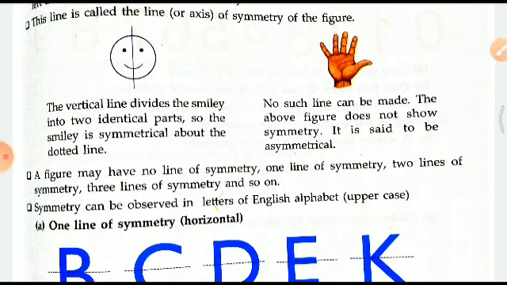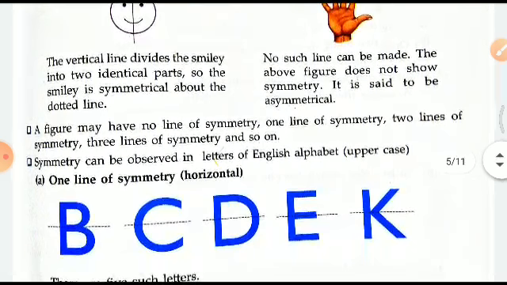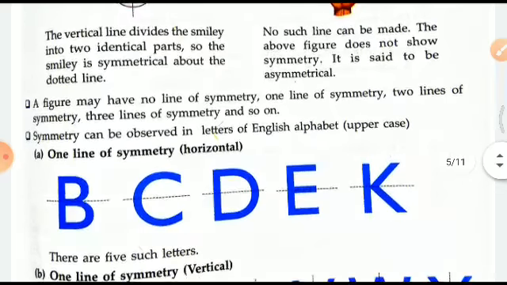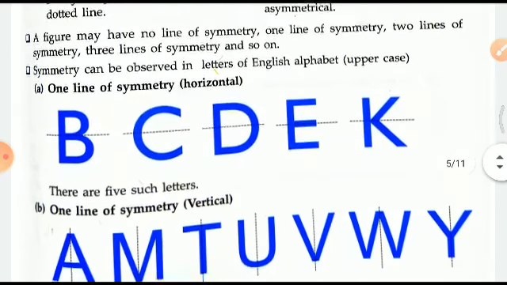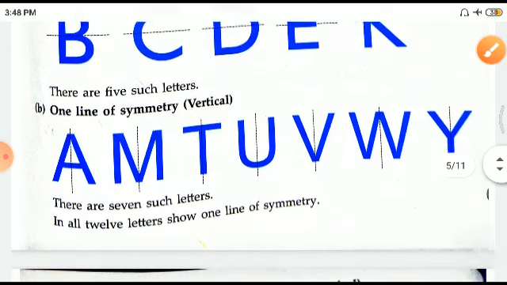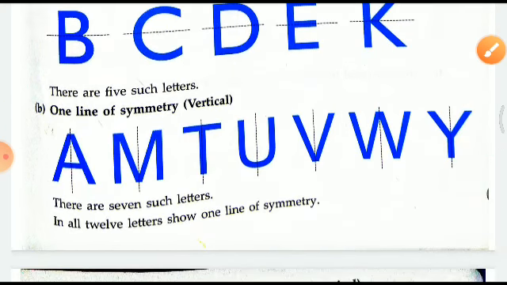Line of symmetry can be observed in the English alphabet in the uppercase. See B, C, D, E, K. They have one line of symmetry. These have horizontal lines of symmetry. See, this is horizontal. And here in the next set there are vertical lines of symmetry. Right? A, M, T, U, V, W, Y.